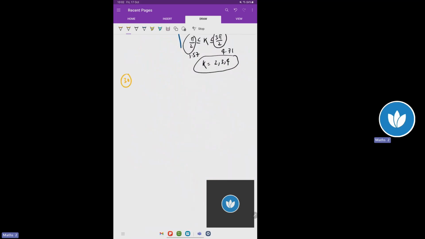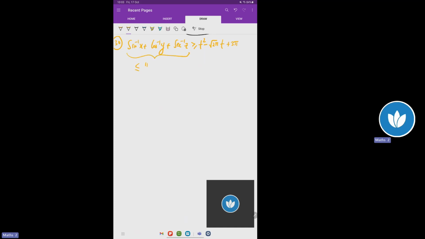Now let's move to next question, question number 30. In question number 30, this is sine inverse x plus cos inverse y plus sec inverse z, this should be greater than or equal to t square minus root 2 pi into t plus 3 pi. So find the value of this. Now if we check the left side, what is the maximum value? This is pi by 2, this is pi and this is pi again. So this is 5 pi by 2 actually.